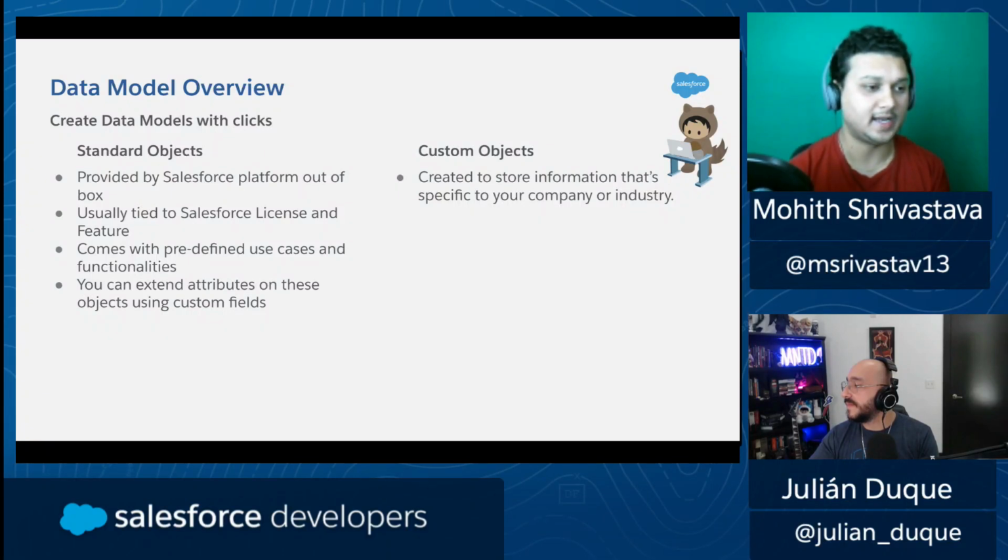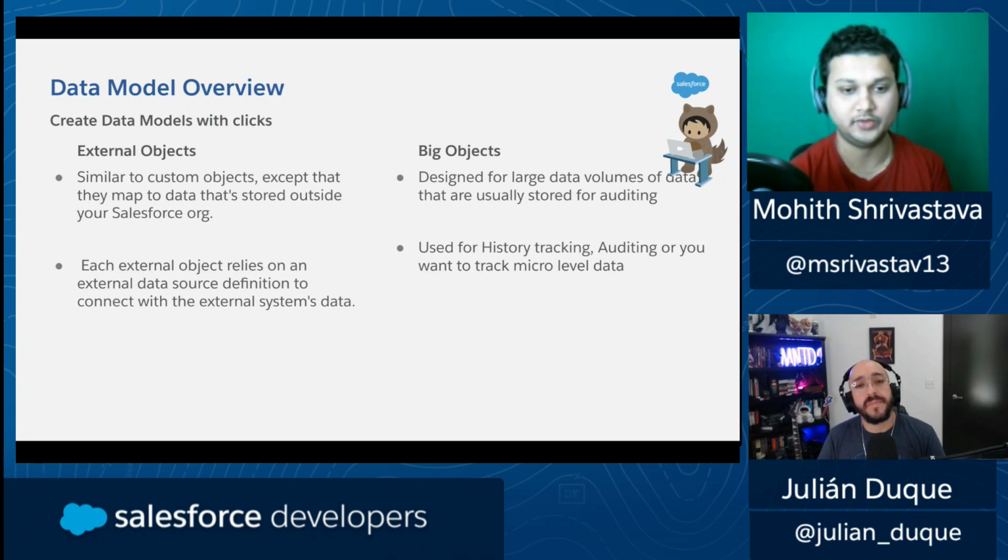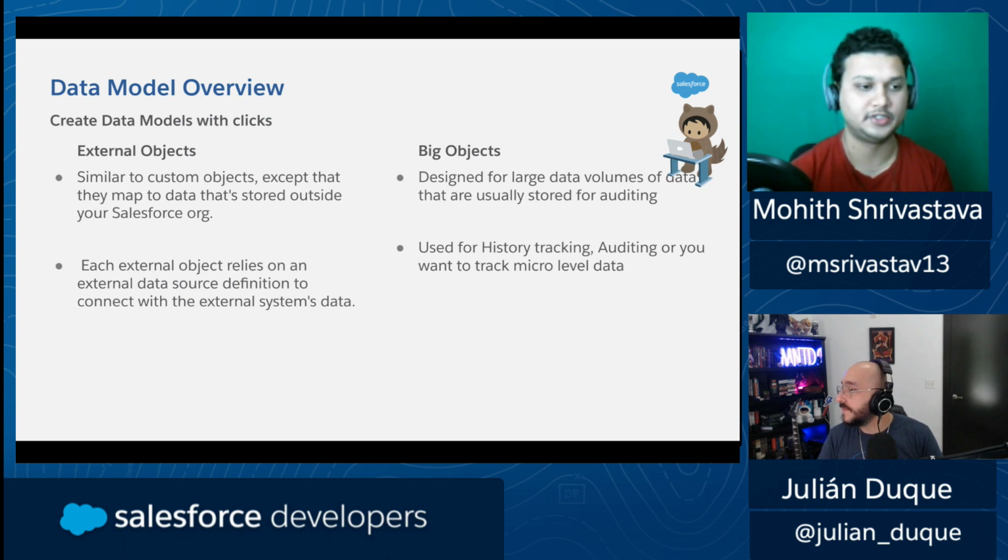Again, just a recap for all of you who are very new to Salesforce. Salesforce provides standard objects. They're usually tied to Salesforce licenses and features. They come with a lot of predefined use cases and functionalities, and you can really extend them with custom fields. And then we have custom objects where you can create your own data model. If you want to bring an external source and external data into Salesforce, that's where we have external objects. Again, external objects rely on external data source definitions. Also, if you are working with a very large data volume, that's usually for your auditing purposes or history tracking, then you're going to use big objects.